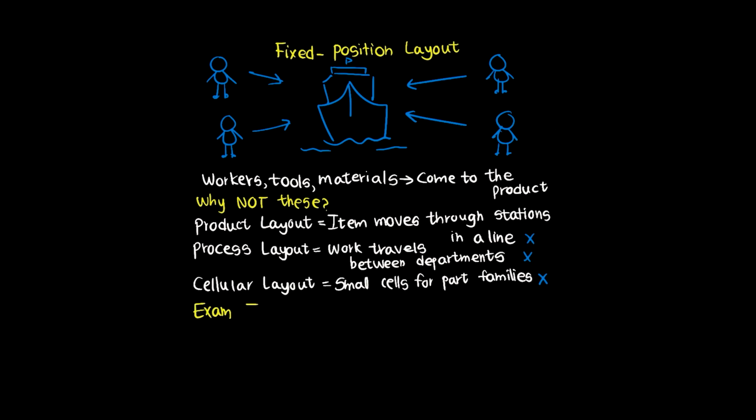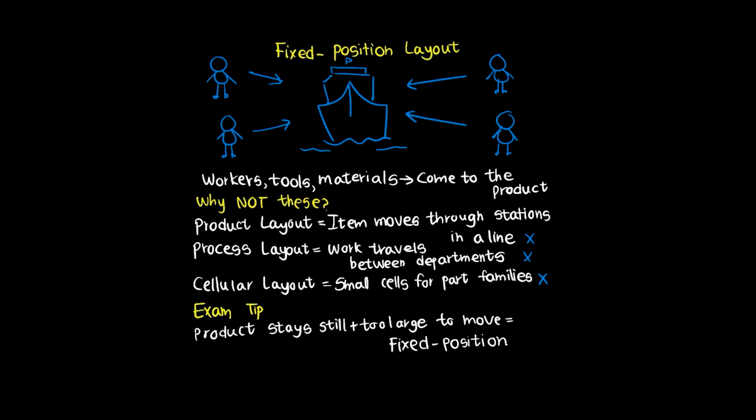Here's a WGU C215 OA exam tip for you. When the question says the product stays in one place and workers come to it, or describes something too large to move, ships, buildings, aircraft, that is a fixed position layout. Quick recall hook: fixed position equals the product is fixed in place.